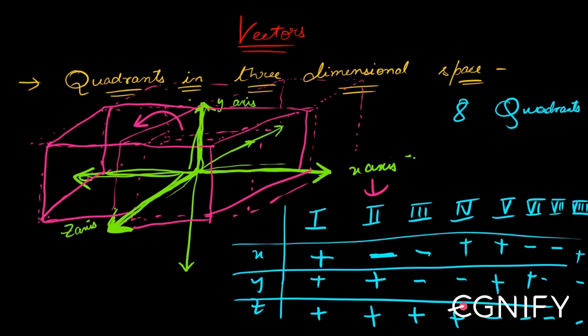Similarly, any change in sign will give you all these 8 quadrants, and this is the sign convention for each quadrant. With this, I think we've completed how quadrants are represented and how they look given the signs of x, y, and z. Let's move on with the further topics in this chapter.